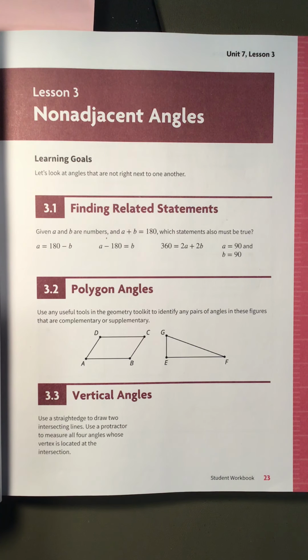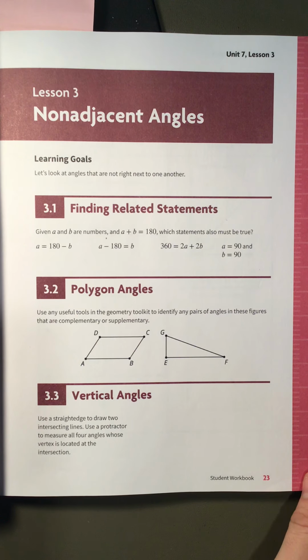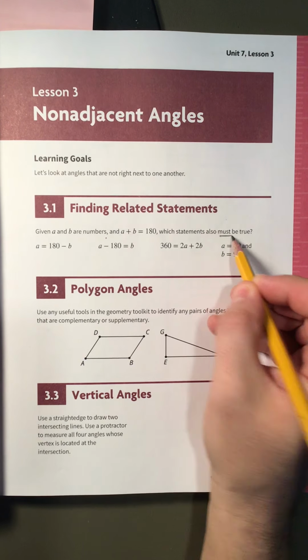All right, today we're going to be covering lesson 3, non-adjacent angles. So again, we're on page 23. I encourage you to write down these so you have them all in your notes. 3.1, finding related statements. It says A and B are numbers that add up to 180, which statement must be true.